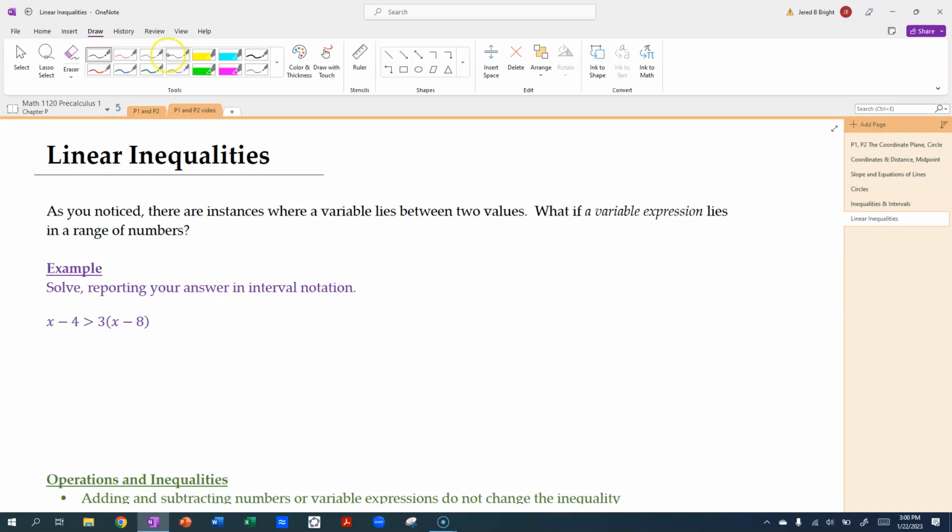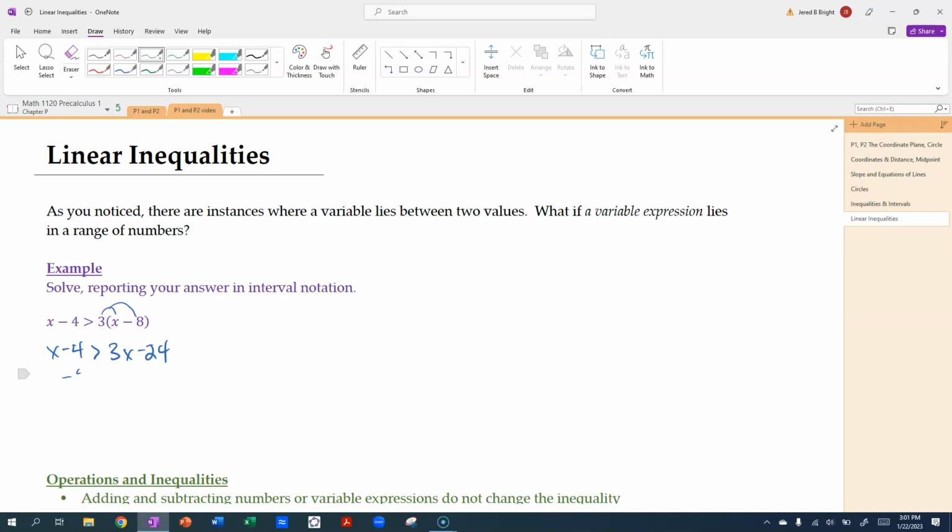For a moment, I want you to think, how would you work this if you had an equal sign in there? Well, you would maybe begin by distributing the 3. So let's do that. Let's say that we have 4 minus x is greater than 3x minus 24. That's fine. And then if we had an equal sign in there, what would I do next? Well, I would get all the x's on one side, all the non-x's on the other. So I'll just preserve that.